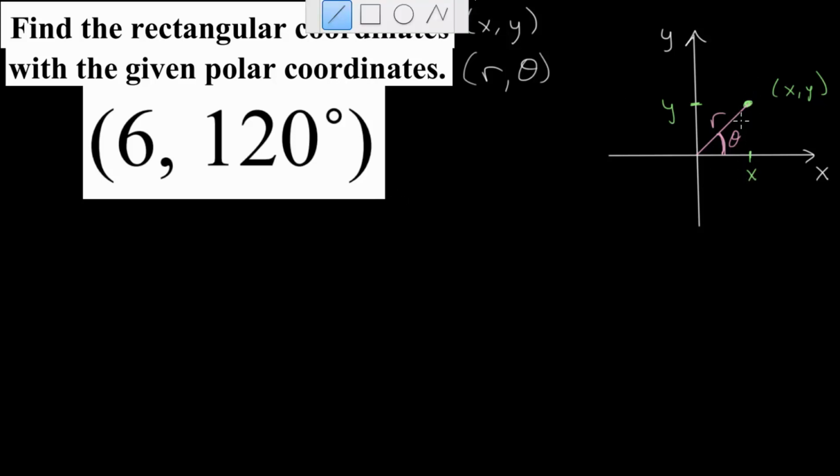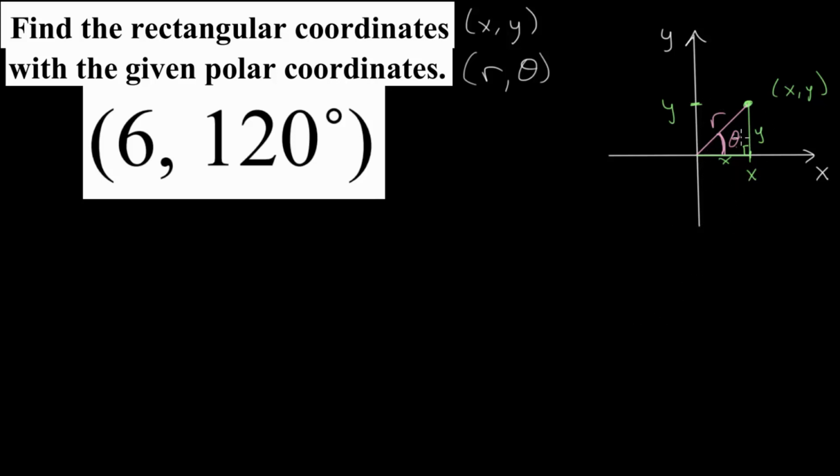If we drop a perpendicular line to the x-axis, and we can also draw in a line parallel to the x-axis, going to that x value and starting at the origin, then we have a right triangle where this vertical part is y, and the horizontal part is x. From here, we can use trigonometry to set up a relationship between the x and y values and the r and theta values. And we can also use the Pythagorean theorem.